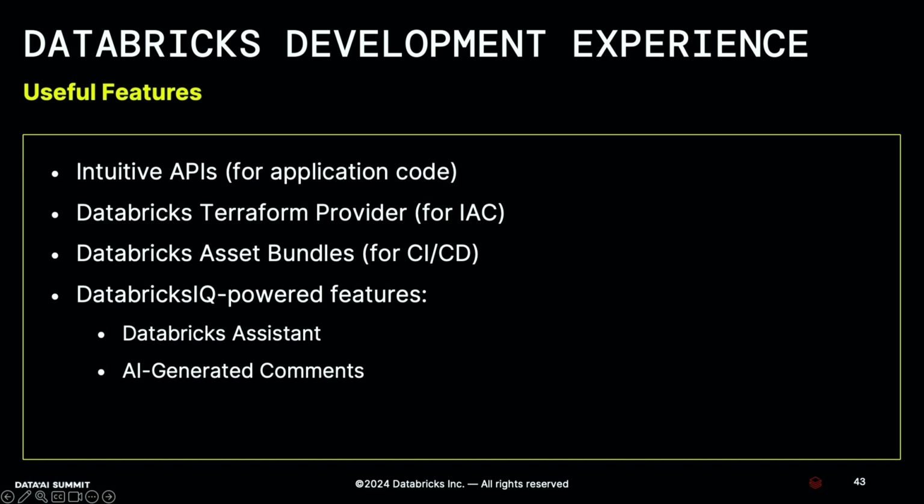Then there's the Databricks Terraform provider, which allows you to quickly and easily define Databricks infrastructure and resources using code. And of course, there's the new Databricks Asset Bundles, which brings an IaC approach to CI/CD. They allow you to use YAML files to define jobs, notebooks, and other project artifacts. And they provide an easy-to-use CLI tool for deploying, running, and managing jobs. And notably, there are Databricks IQ-powered features, such as the Databricks Assistant and AI-generated comments, which we'll talk about next.